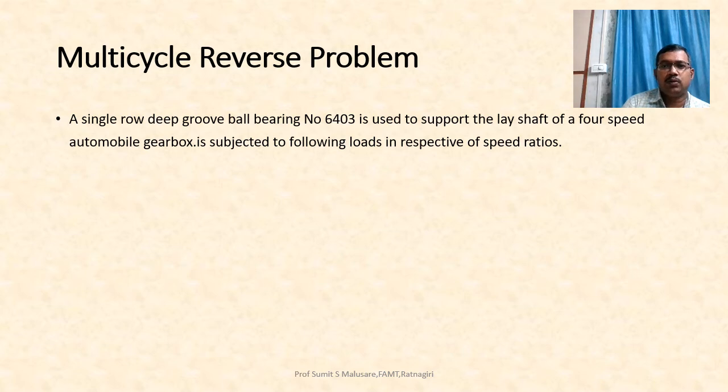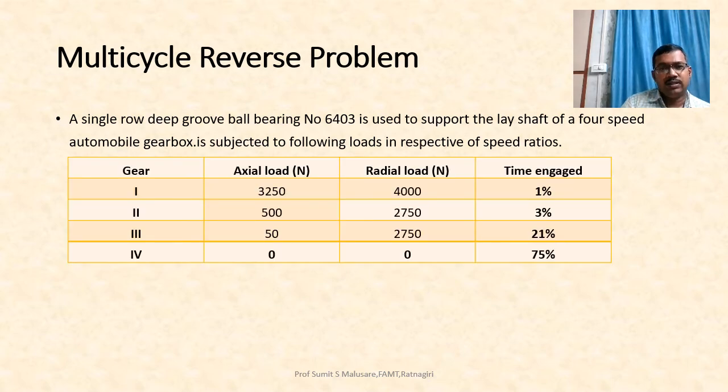6403 is used to support the lay shaft of a 4-speed automobile gearbox and is subjected to the following loads with respect to the speed ratios. This is the loading cycle: gear 1, gear 2, gear 3, gear 4. It means that it's a 4-geared bike. On first gear, what is the axial load? 3250 newtons. What is the radial load? 4000 newtons. And what is the time?